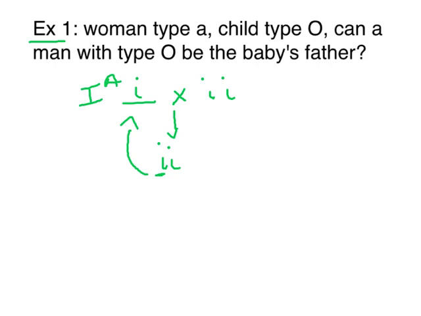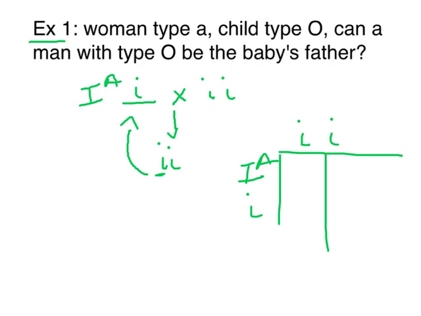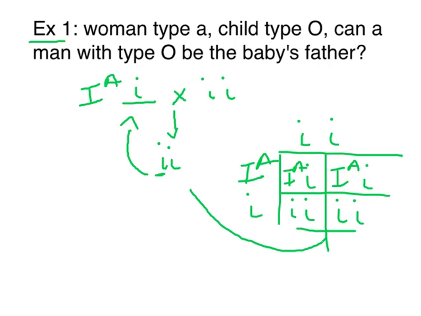Well, you can probably see it, but you can also put this onto a Punnett square. Don't forget, you can do Punnett squares with these problems. IA, little i. Okay, so here's our Punnett square. And you can see that two of the babies on this Punnett square, these two right here, could potentially be this baby. But does that mean he's the father? The answer is no, and here's why.